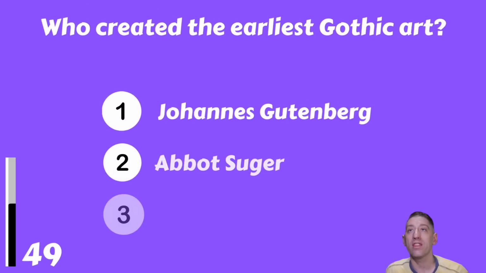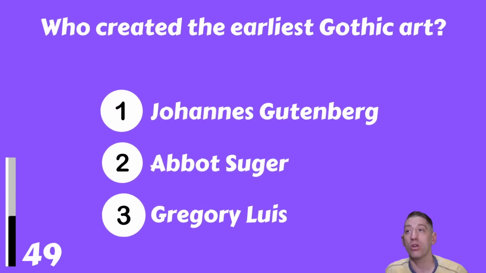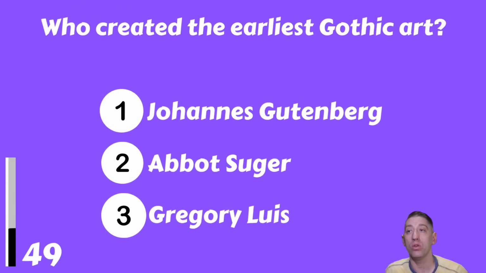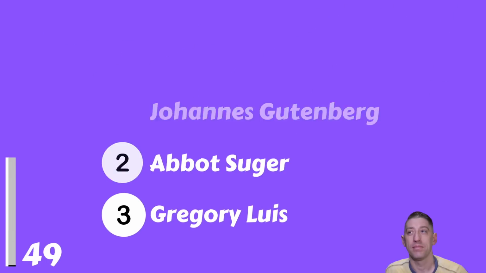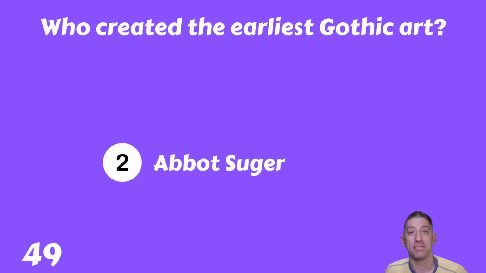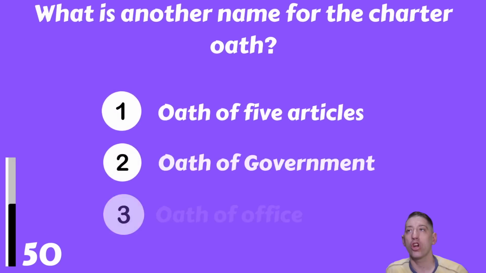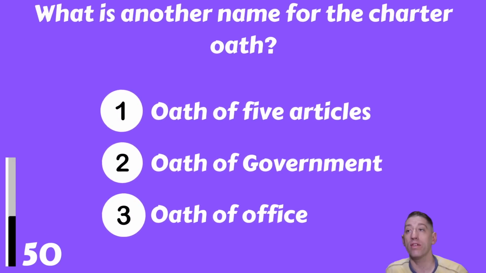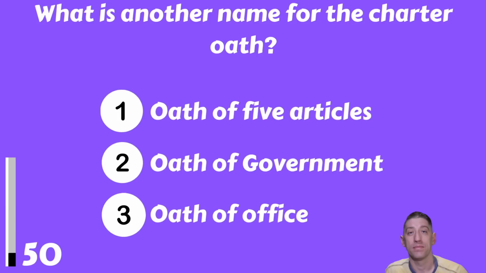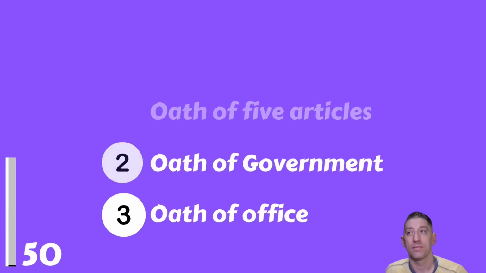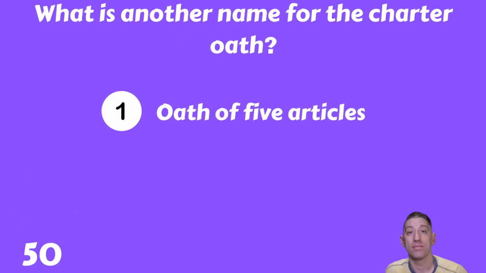Who created the earliest Gothic art? Johannes Gutenberg, Abbot Suger, or Gregory Lewis? Abbot Suger. What is another name for the Charter Oath? Oath of Five Articles, Oath of Government, or Oath of Office? Oath of Five Articles.